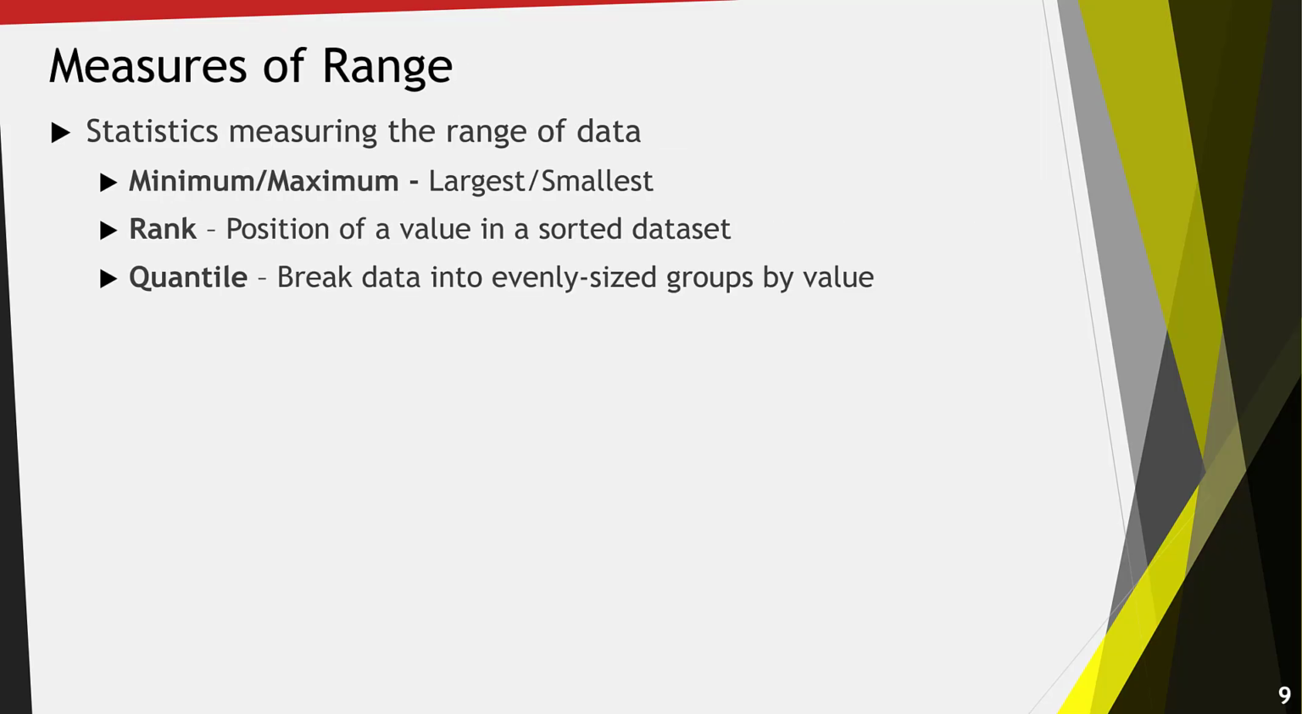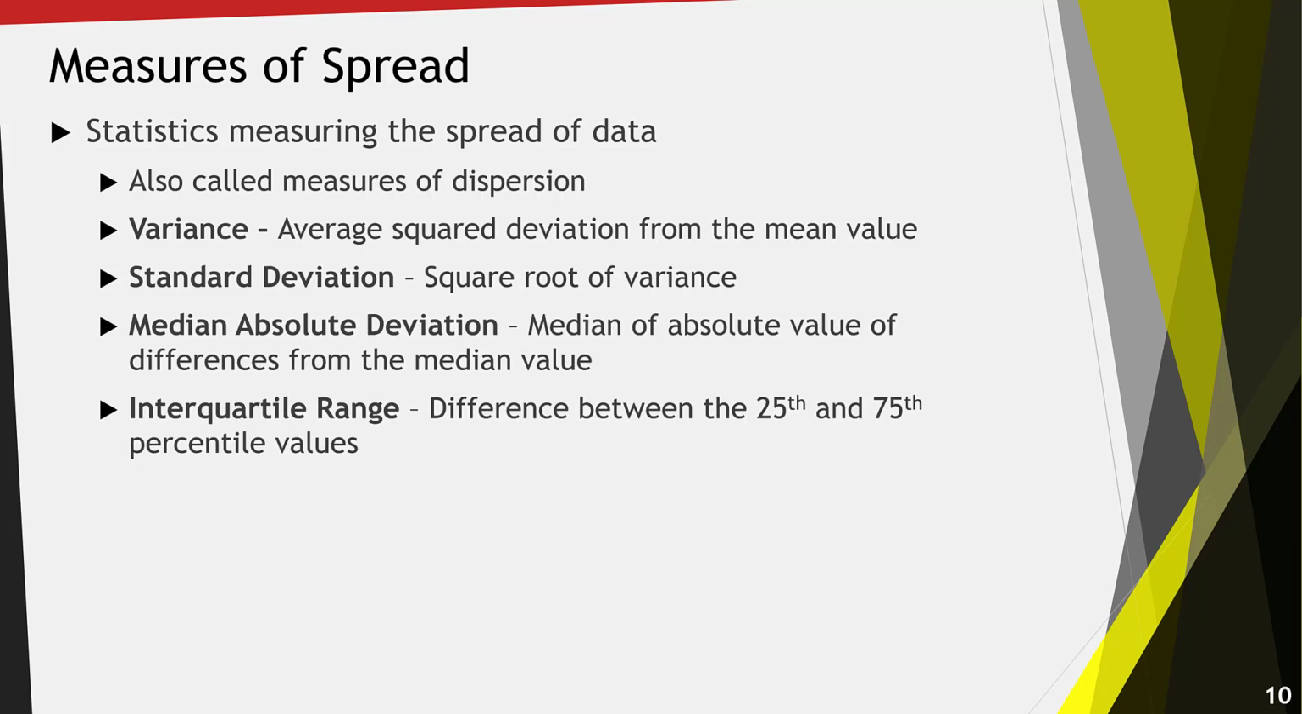There are also measures of range. This might be something like the minimum or the maximum, telling you the largest or smallest values. The rank, which tells you the relative position of a value in a sorted data set. Or the quantile, which breaks data into evenly sized groups by value and tells you which of the groups a particular value falls in. There are also measures of spread.